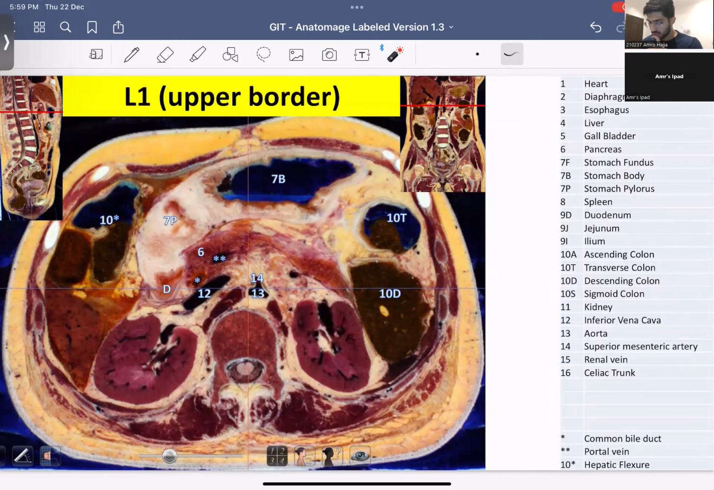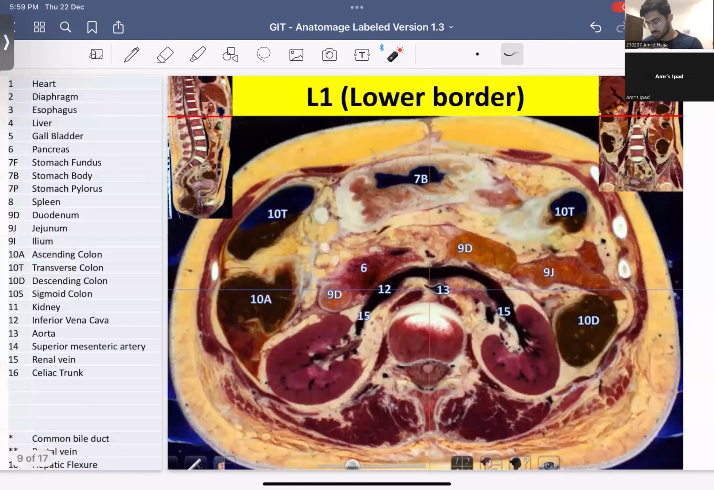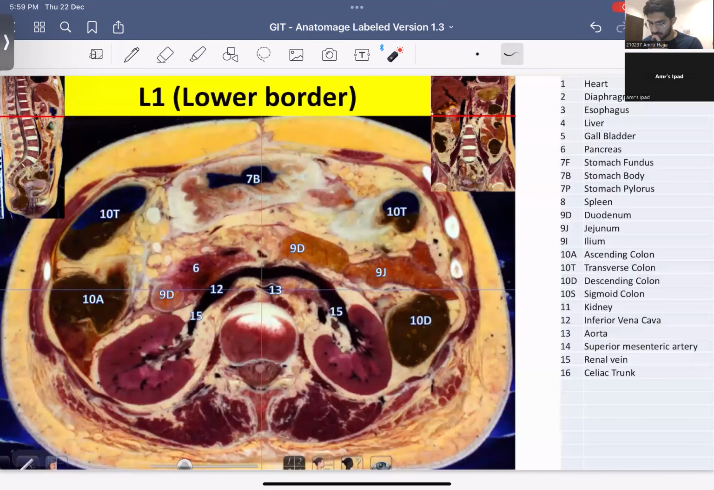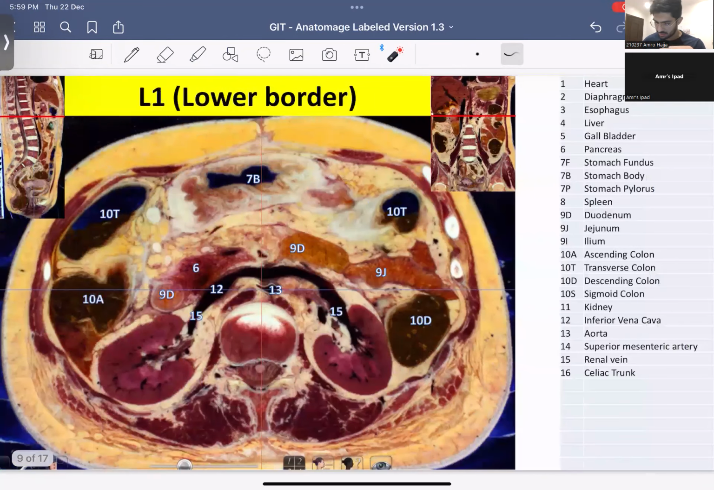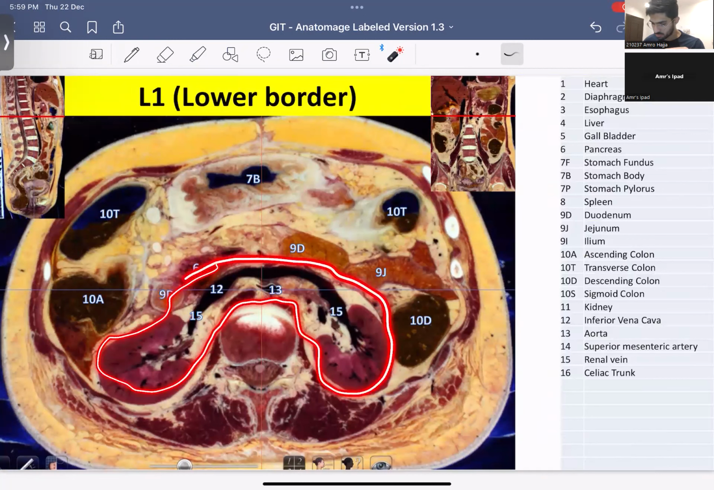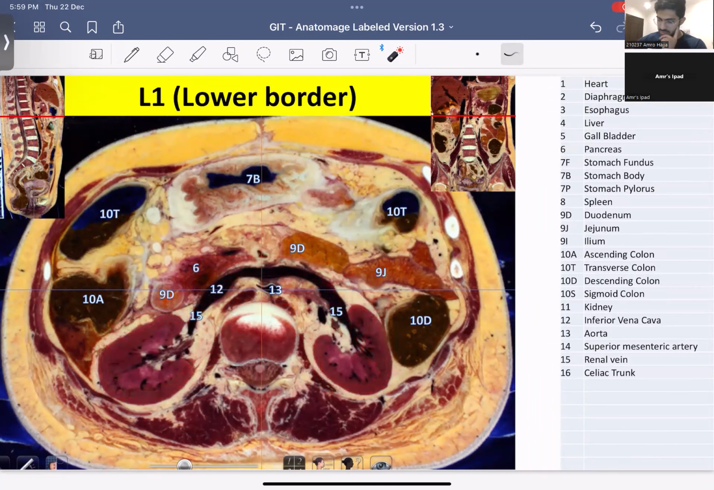Now moving on to the L1 lower border. This was the L1 upper border, and this is the L1 lower border. How can we know this? It has this characteristic sign, shown over here, where we have this opening area that's connected to the kidneys. Now, let's start from the right to the left.